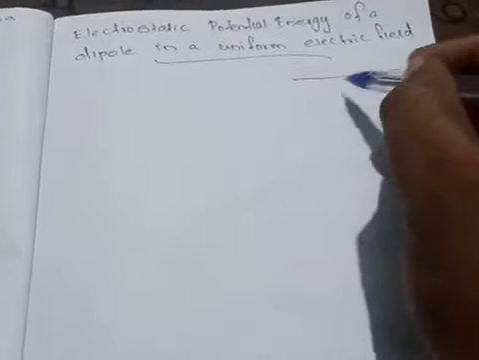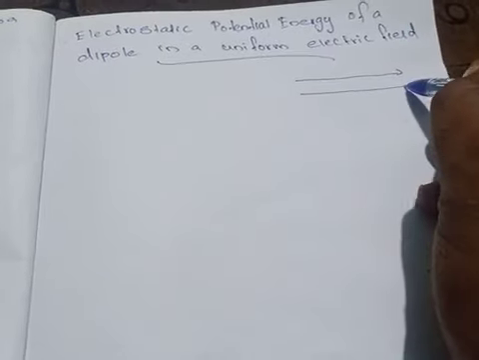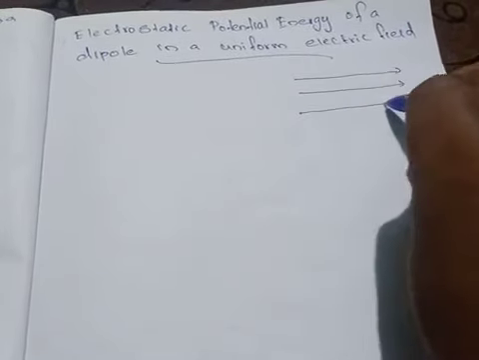Yesterday we have seen many charges kept in an arrangement, and there we have found out the electrostatic potential energy. Now we are going to see what will happen to this electrostatic potential energy when it is kept in a uniform electric field. Uniform electric field means this is a uniform electric field. Already you have discussed one question like this.